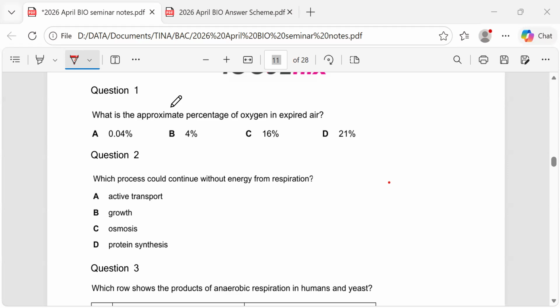Percentage of oxygen in expired air is 16%. This is inspired. This is atmospheric air. This is out for carbon dioxide. This is in for carbon dioxide. That's why all the numbers look familiar. Which process will continue without energy from respiration? Osmosis, because it's a passive reaction.